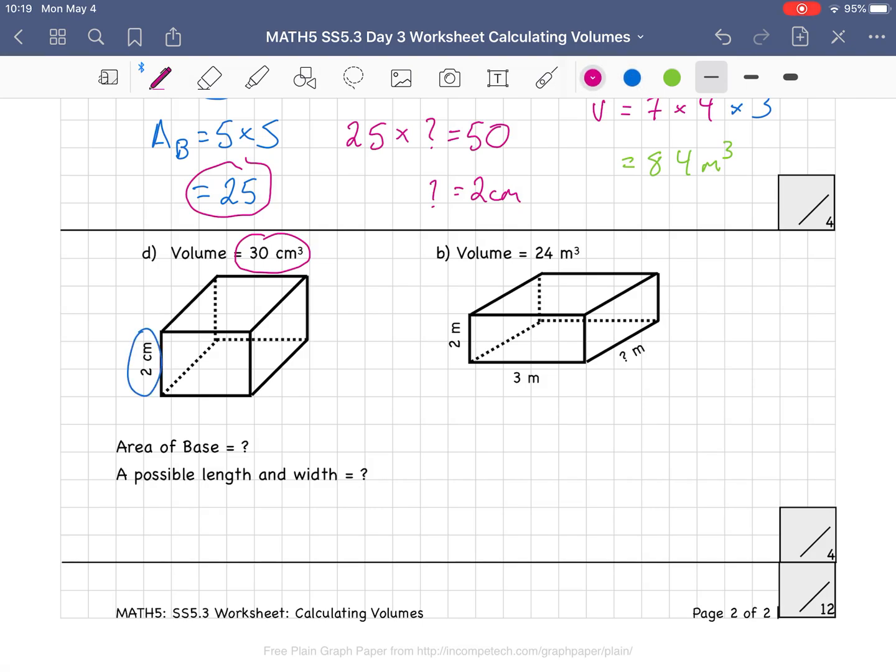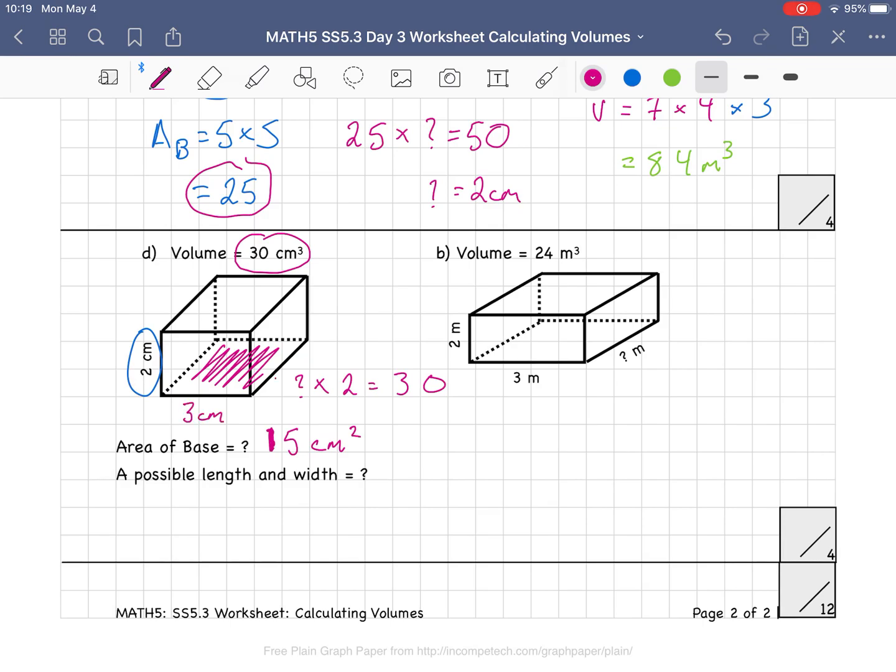Now in this one, we know that the volume is 30 centimeters cubed. The height is 2. So what would the area of the base be? Well, it's always the area of the base times the height gives us our volume. So we're asking this question, what times 2 equals 30? And that what is 15 centimeters squared. It's an area.